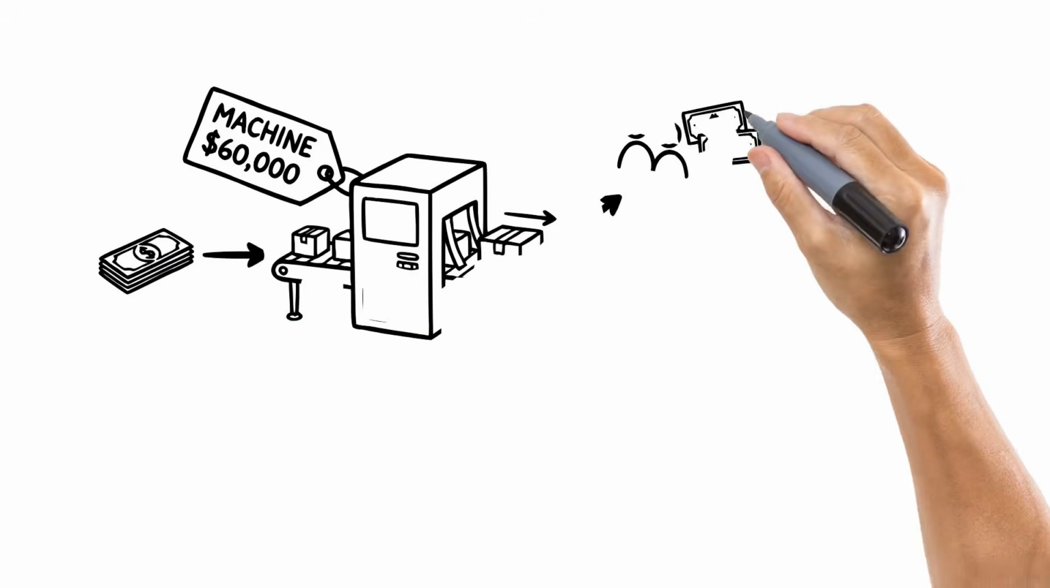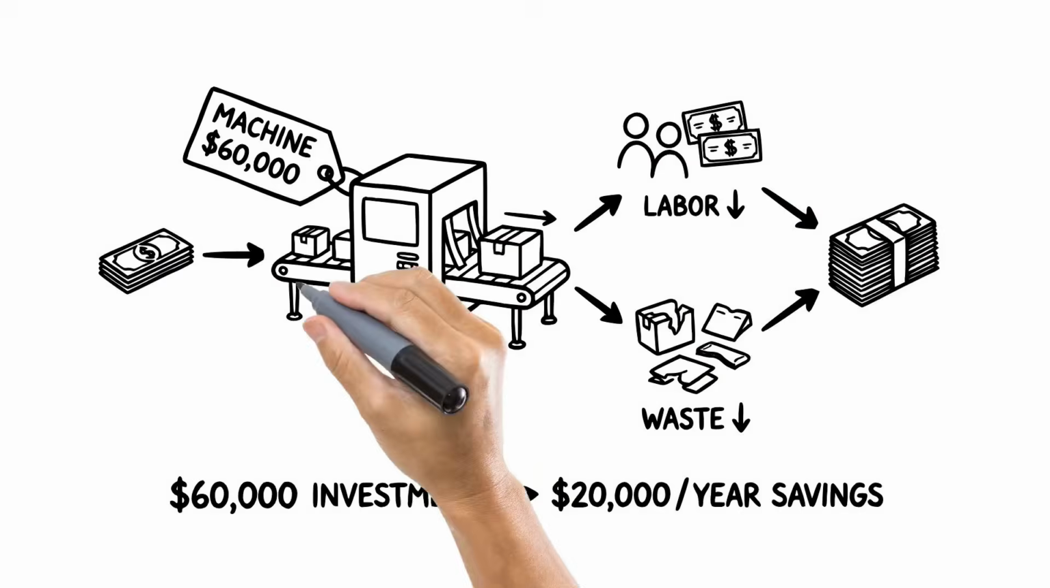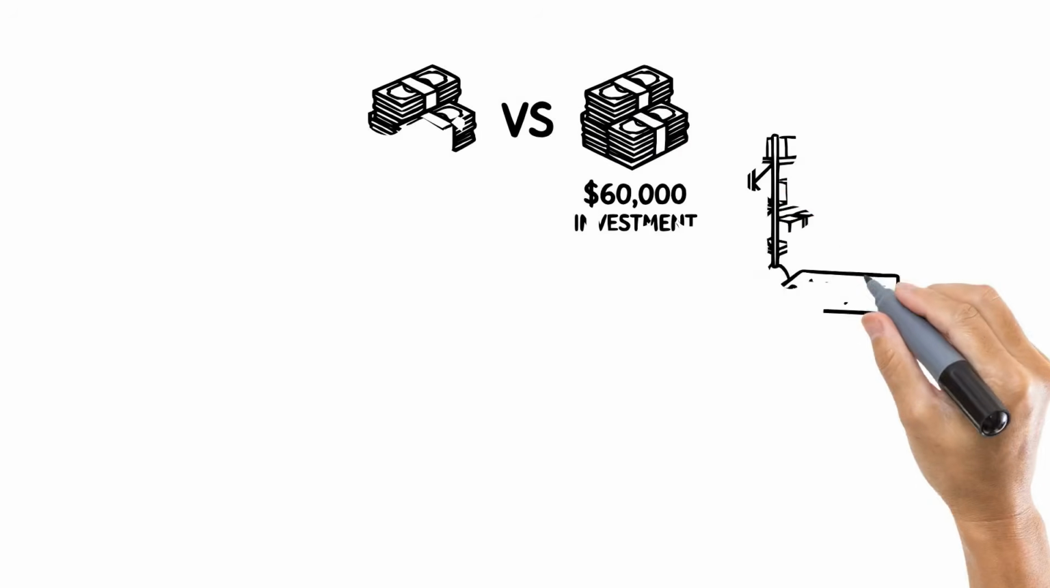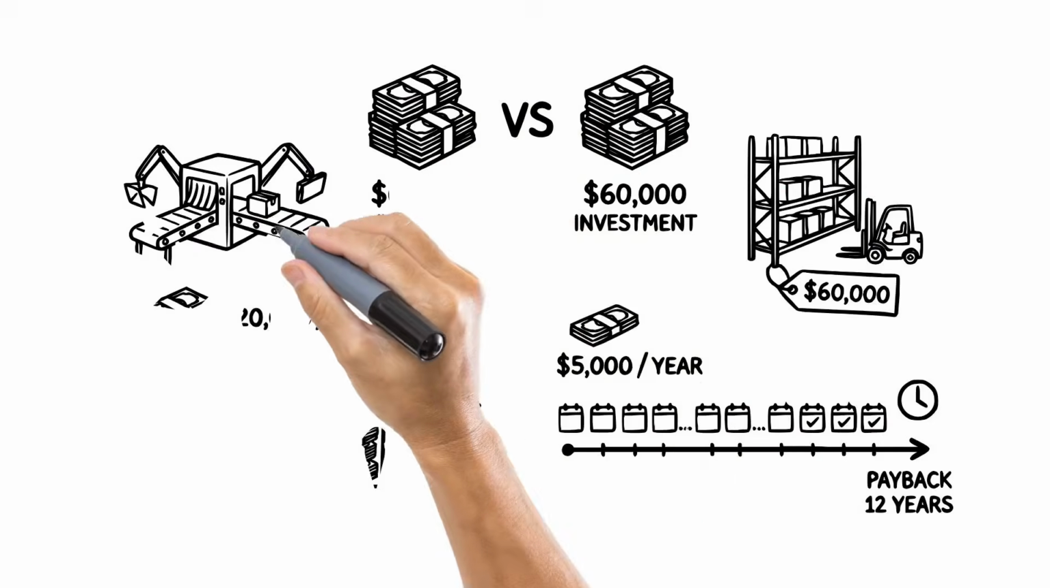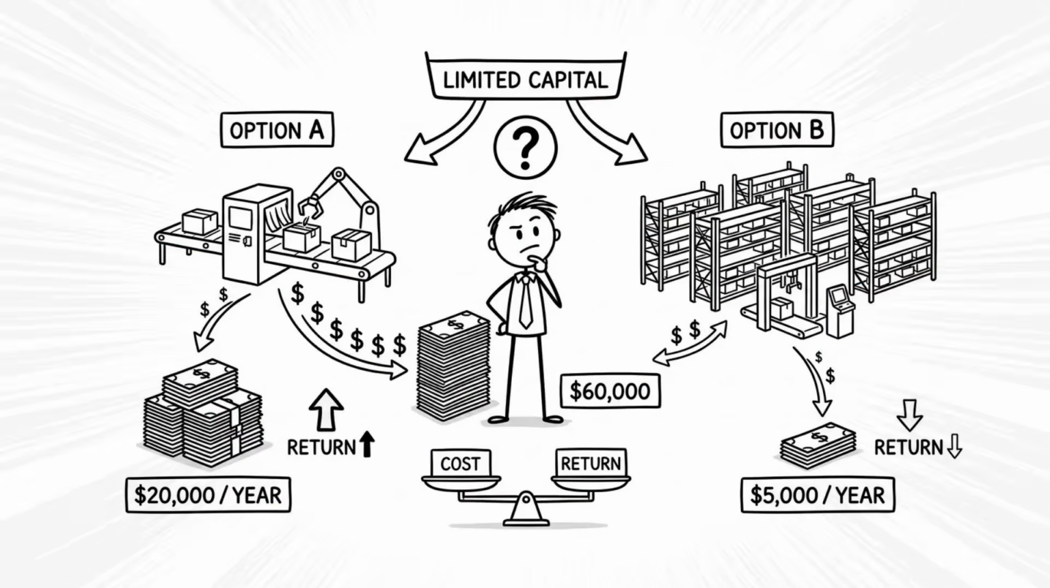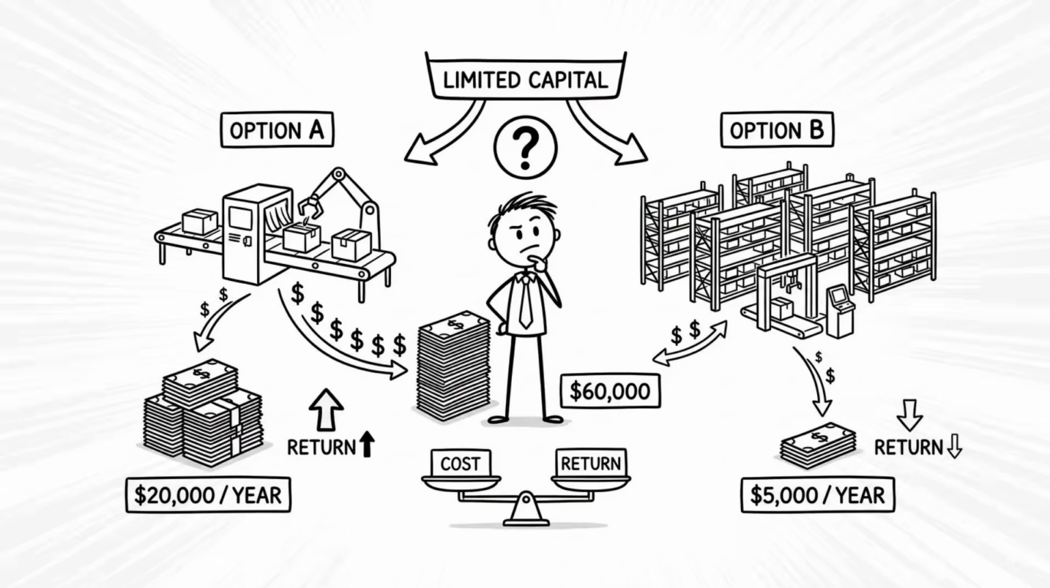Measure return before investing. Suppose a warehouse is considering a new automated packing machine costing $60,000. Management estimates that the machine could reduce labor and waste by approximately $20,000 per year. Ignoring financing, taxes, maintenance, and other complications, for this simple example, the investment could recover its original cost in roughly 3 years. Now compare that with another $60,000 upgrade that saves only $5,000 annually.